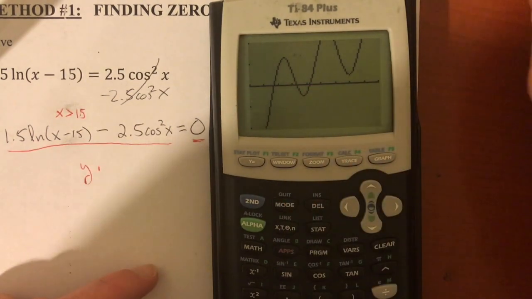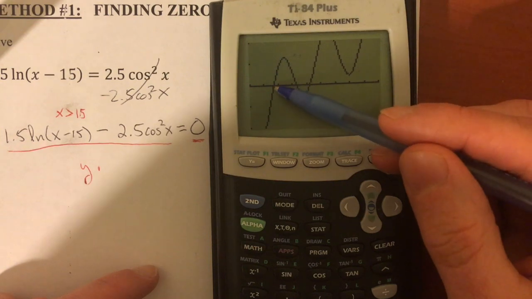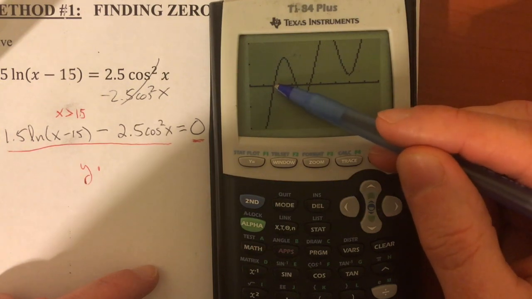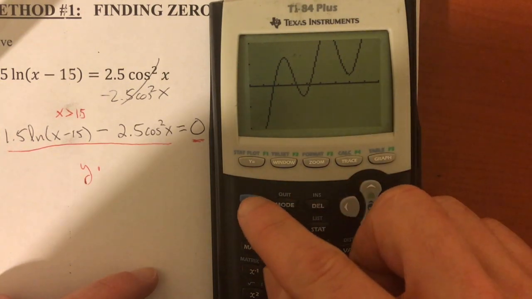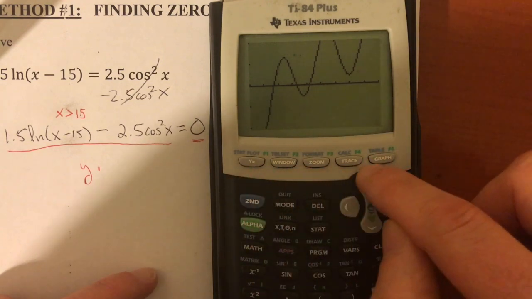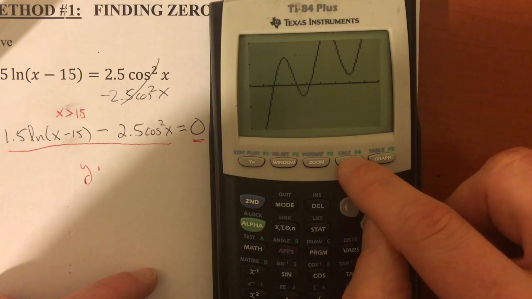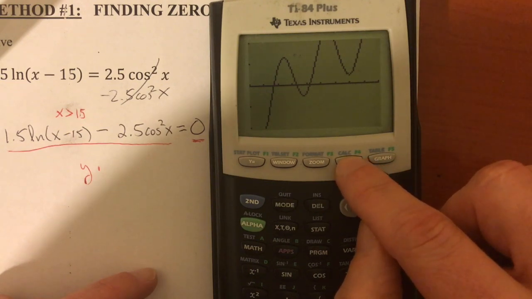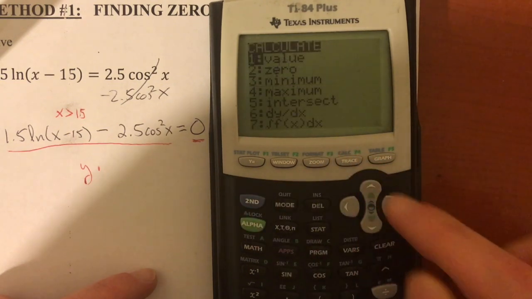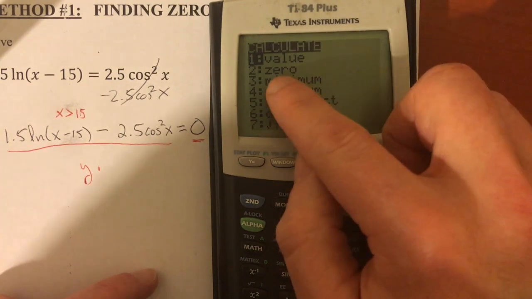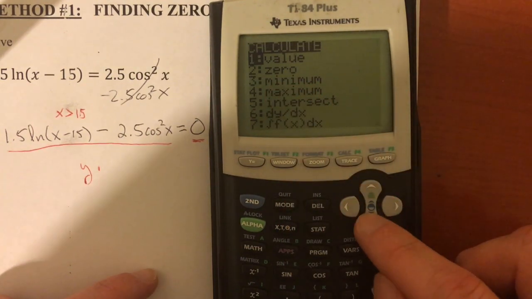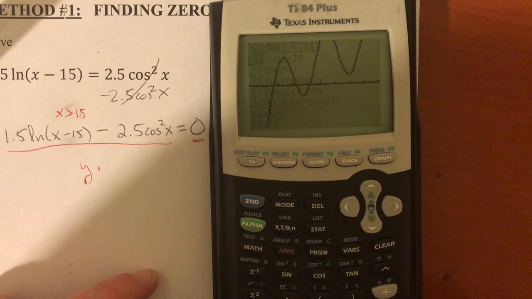So it doesn't matter which one you find first. I'm just going to focus on finding this one, this leftmost one. So when you want to calculate things, zeros in this case, this is the second trace right here. We'll bring up the menu, calculate. So second trace, and item 2, zero. So I'm going to either hit 2 or scroll down.